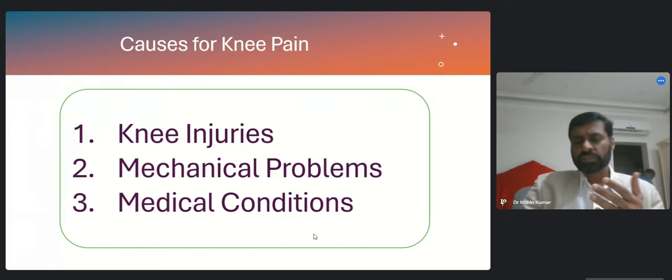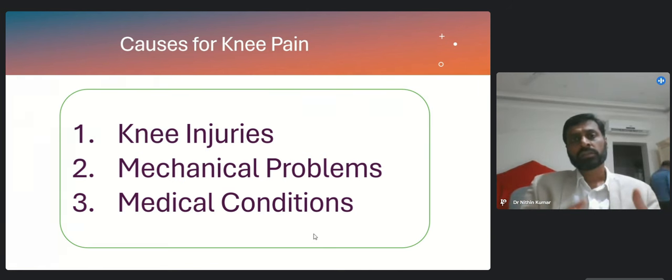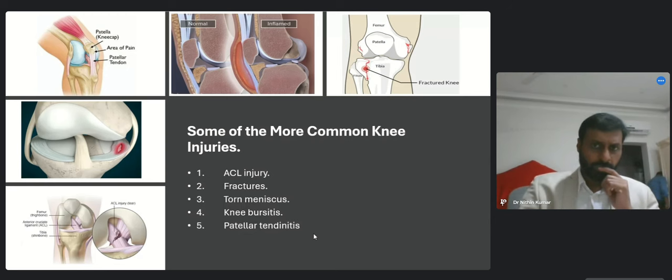Medical conditions, sometimes you can have things like increased uric acid that can cause gout. Sometimes you can have rheumatoid arthritis that can cause pain in your joints, that is inflammatory arthritis. Or sometimes just age-related arthritis, which is osteoarthritis. Osteoarthritis is age-related wear and tear of the knee joint.